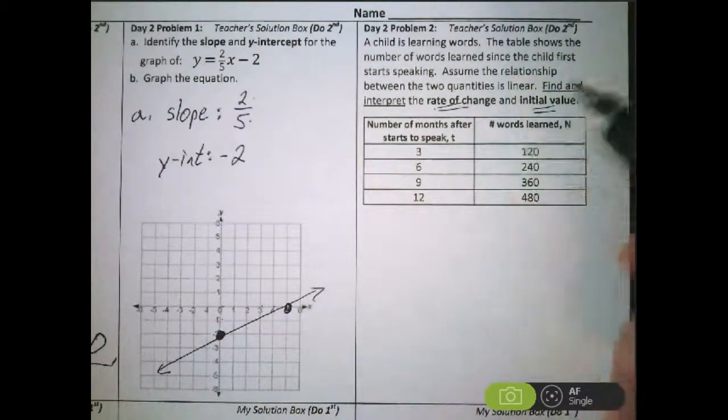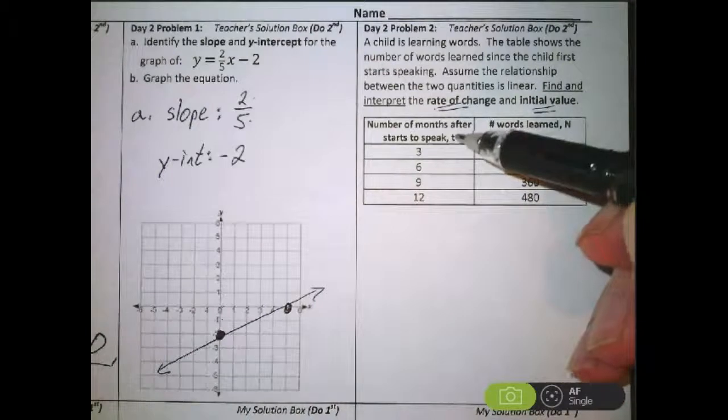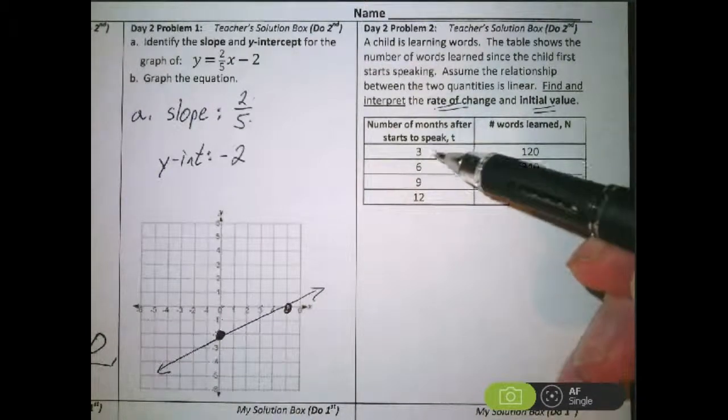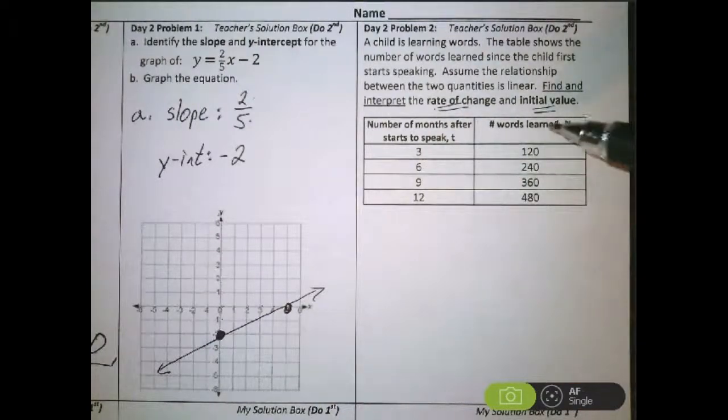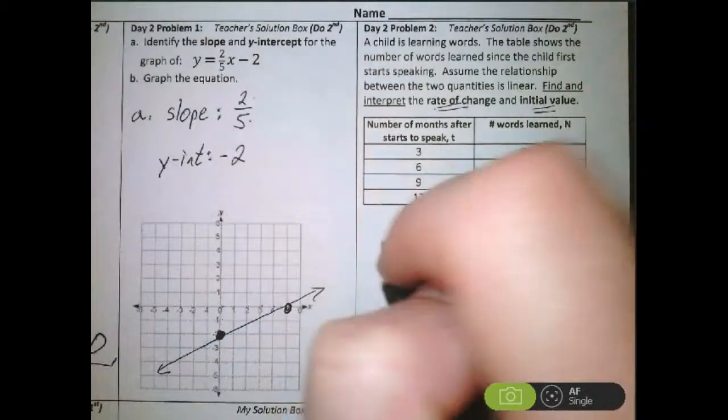And as I look at the data, in the first column, we have the variable t, the number of months after the child starts to speak, 3, 6, 9, 12. In the second column, we have the variable n, and this is representing the number of words learned, 120, 240, and so on. First thing we're asked to do is find the rate of change.